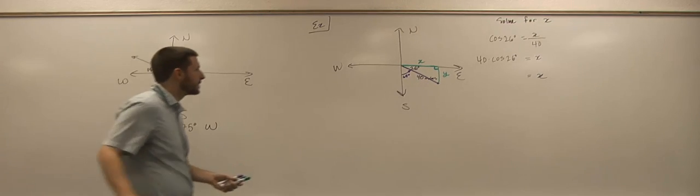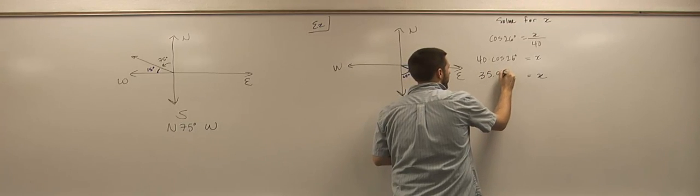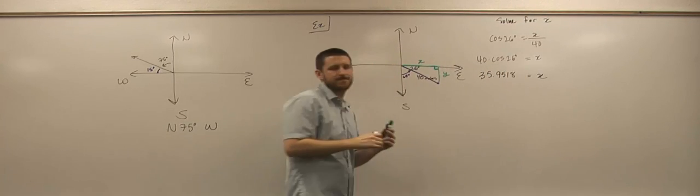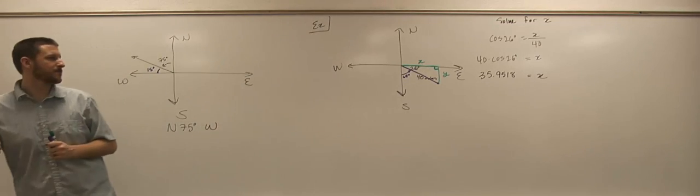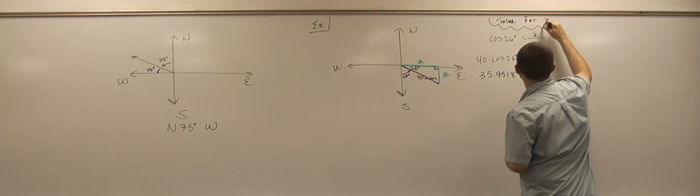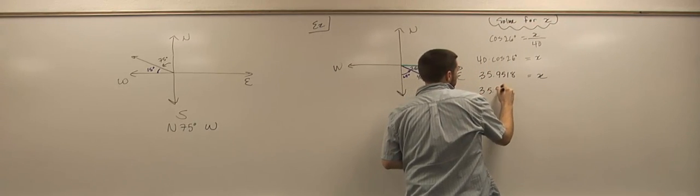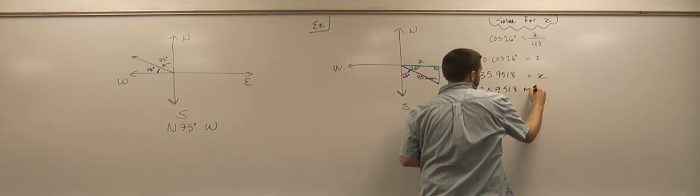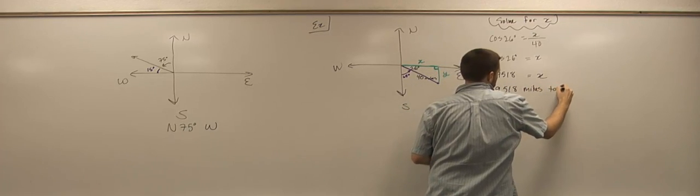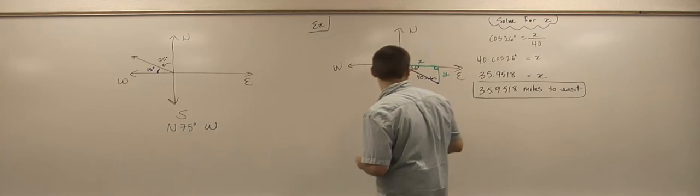What do we get? 35.9518. 35.9518. You guys agree? Sweet. So we travel 35.9518 miles to the east. That's part of the question.